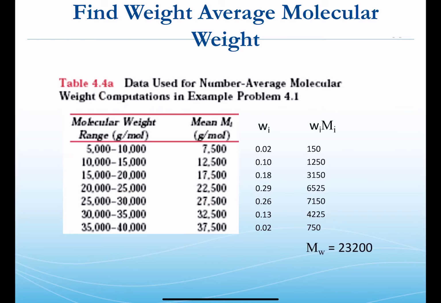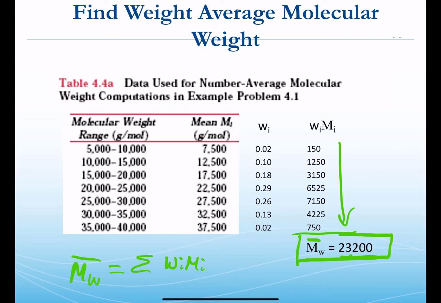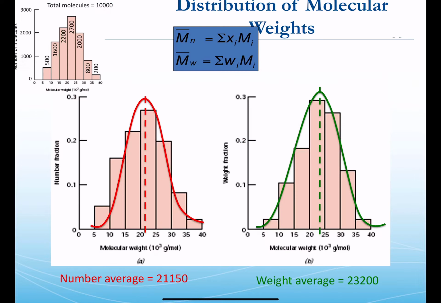Similar to what we saw before, if we sum all of this up, recalling that the mass fraction by weight is going to be the sum of all wi mi values, we simply have to sum this up, and we'll get the value for Mw average. Okay, so notice here the value is 23,200. This is a larger value than we had in the 21,150 for the Mn value.